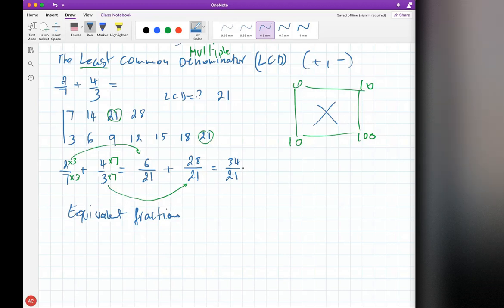Improper. So we can turn the improper into a proper fraction, a mixed number. Into a mixed number. That's right. 21 goes into 34 one time. What is the denominator here? 21. And what's the remainder? The remainder would be 13, right? 21 goes into 34 once, and 13 is left from that.